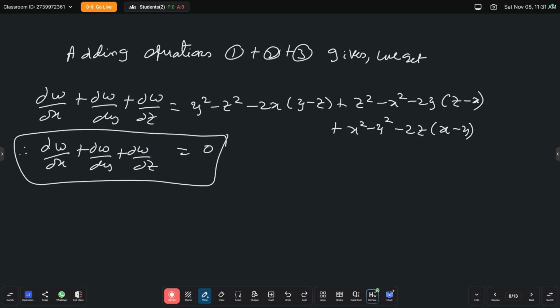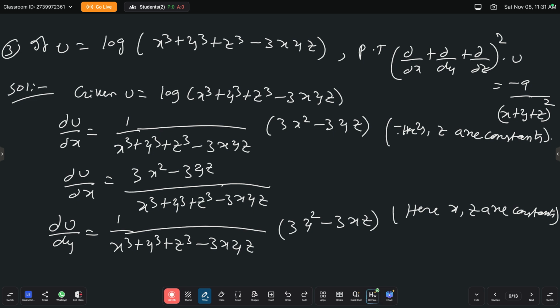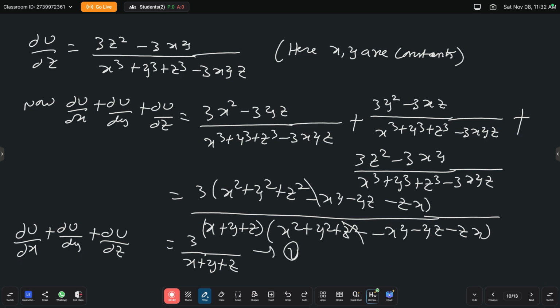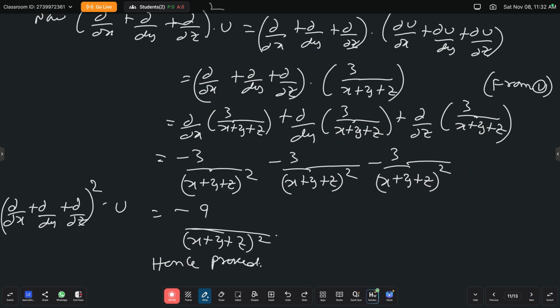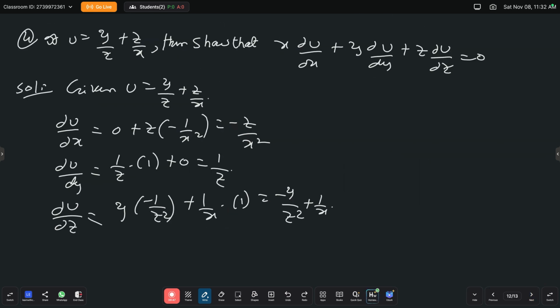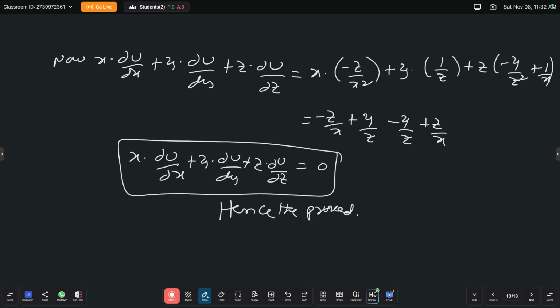And the third one is u is equal to log(x³ + y³ + z³ - 3xyz). Now we have to prove that (∂/∂x + ∂/∂y + ∂/∂z)² u is equal to -9/(x+y+z)². And the last one is u is equal to y/z + z/x. Then show that x ∂u/∂x + y ∂u/∂y + z ∂u/∂z. Now the result is 0.